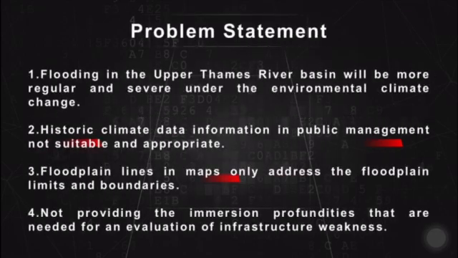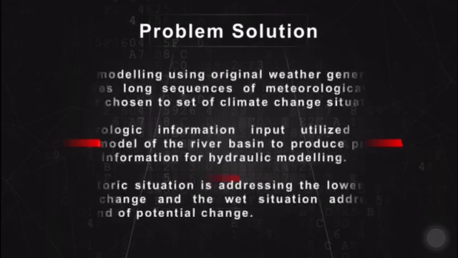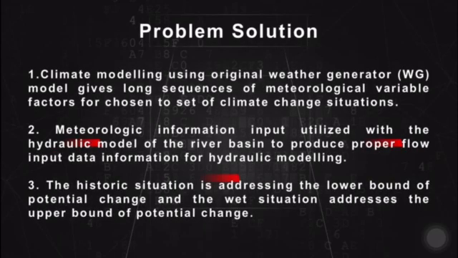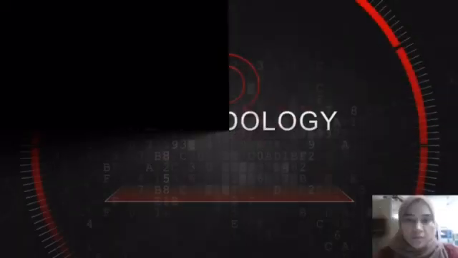The problem statement for the case study is the flooding problems which always occur under environmental climate change, and the historic climate data information in public management is also not suitable and appropriate. This case study also proposes a problem solution, which is climate modeling using an original weather generator model that gives long sequences of meteorological variable factors chosen to set off climate change situations.